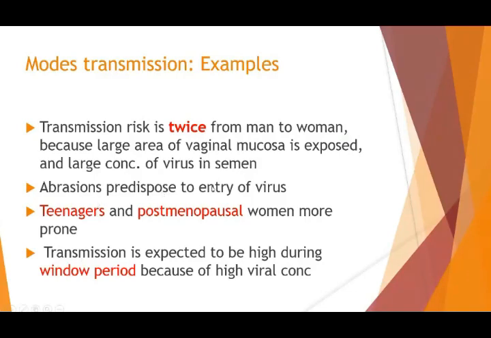Abrasions also predispose to entry of the virus. Why? Because these abrasions promote inflammation and bring more cells to the sites that are vulnerable to entry by the virus. So abrasions are also important. Teenagers and postmenopausal women are more prone because this group of people have thin mucosa and are liable to abrasions, so they have more risk of transmission.